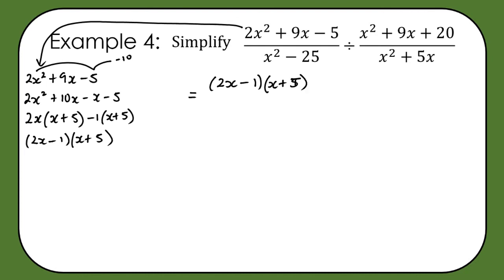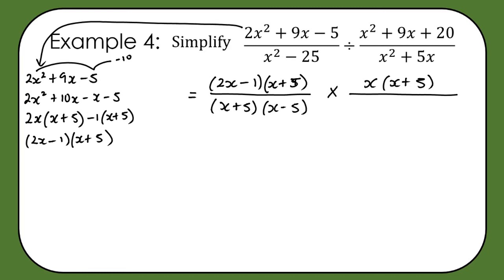The denominator here is a difference of 2 squares, so x plus 5 times x minus 5. And actually that fraction cancels down itself, so we might do that. The second, I'm changing it to multiplication, so I'm flipping. So we're looking at the denominator here, which has a common factor of x. And the numerator, which is now the denominator, is a simple quadratic. Factors of 20 that add up to 9, plus 4 and plus 5.